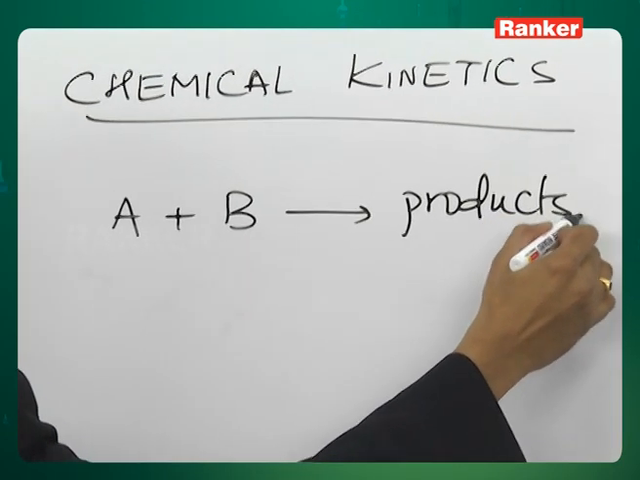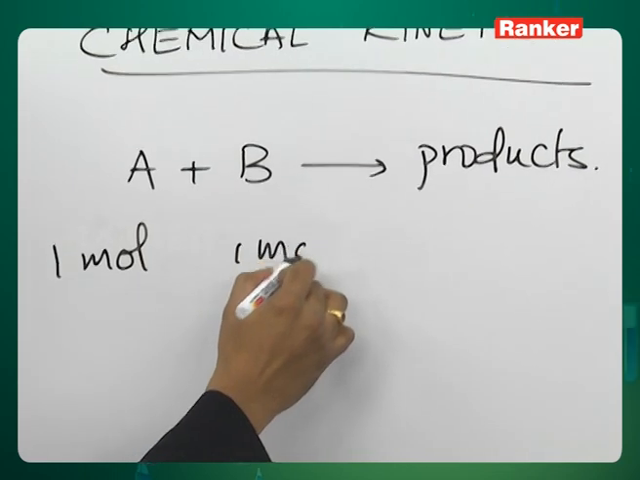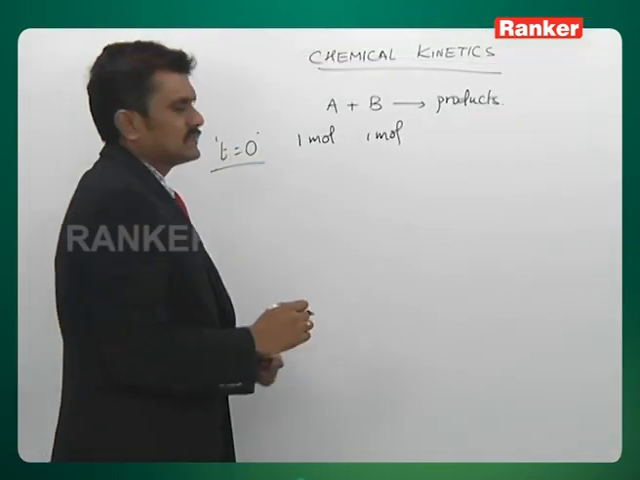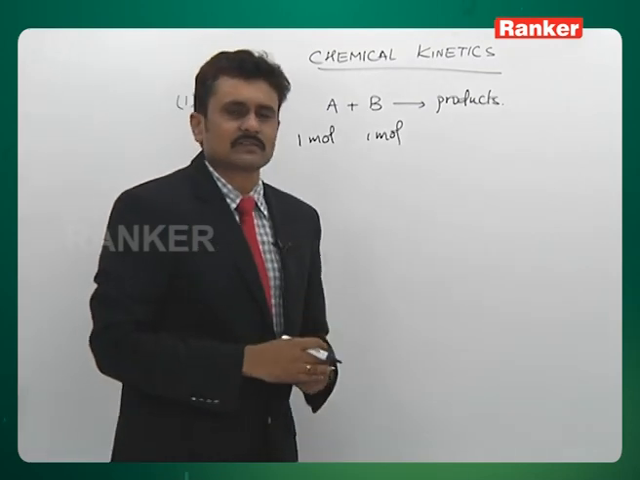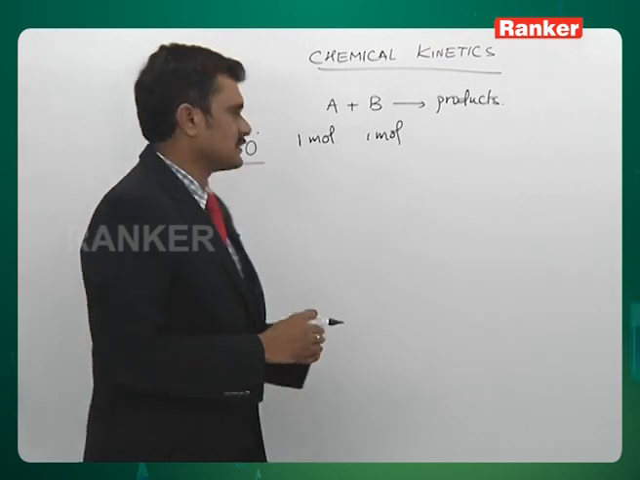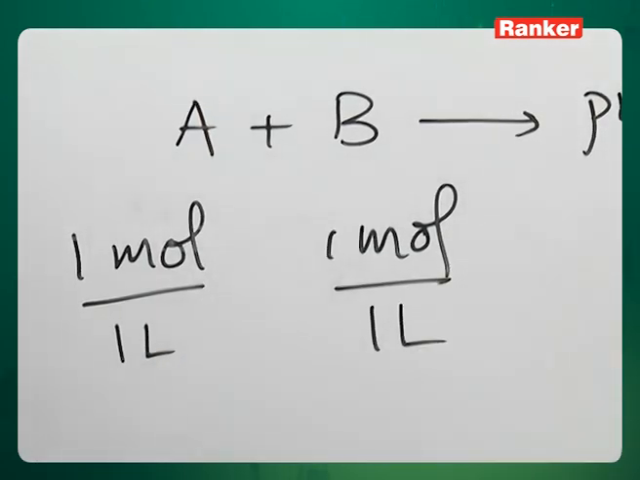Initially, the components present in the reaction vessel are 1 mole each, that is, at 0 time. What I mean to say is that when you started the reaction, there was 1 mole each of A and B present in 1 liter of vessel. Hence, you have got the concentration of these two initially, right?